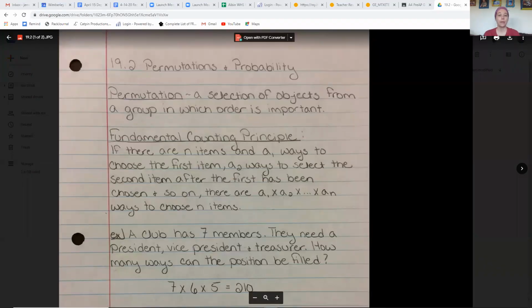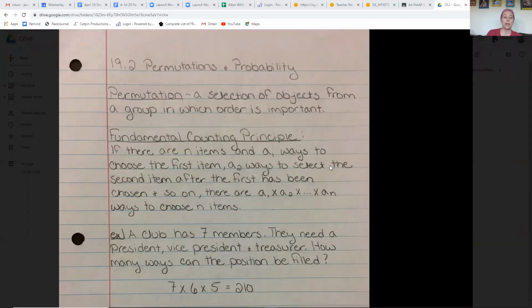There we go. Okay. So permutations and probability. Well, a permutation is a selection of objects from a group in which order is important.